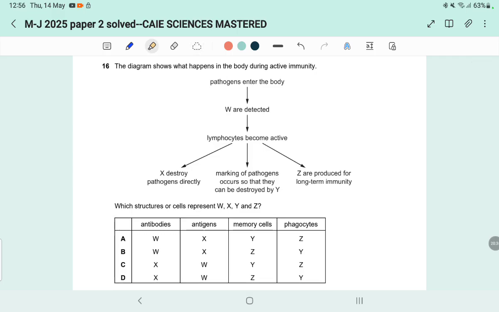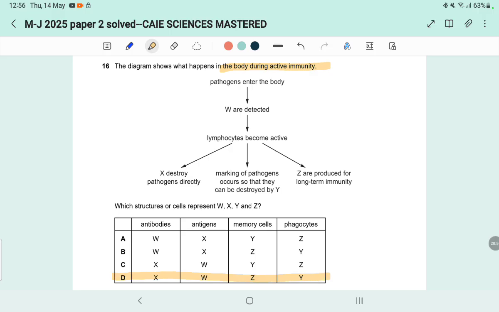Question 16. The diagram shows what happens in the body during active immunity. Okay, it is also a basic question and it is repeated a lot in past papers. For paper 4 you're going to find it a lot. So the answer here is D. Why? I'll tell you now.